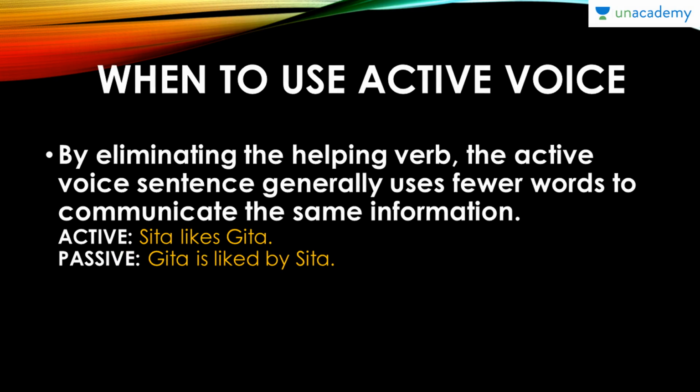And here is the other point. By eliminating the helping verb, that is the auxiliary verb, the active voice sentence generally uses fewer words to communicate the same old information. So in active voice, it's just as simple as Sita likes Geeta. But when you put it in passive voice, Geeta is liked by Sita. There's an extra preposition, there is an auxiliary verb. Now it's unnecessary, and usually passive voice is longer than the active voice for the same information, right? And again, it's simpler to say Sita likes Geeta.